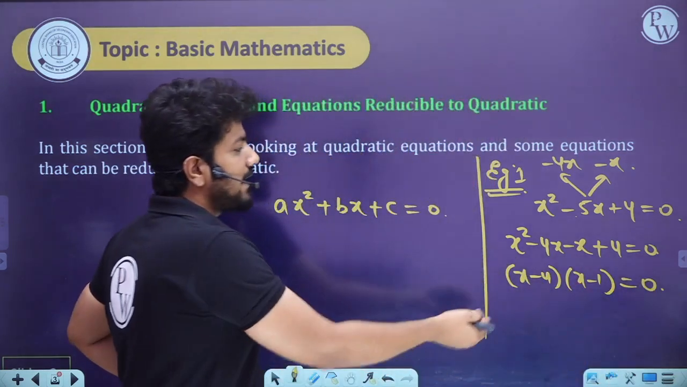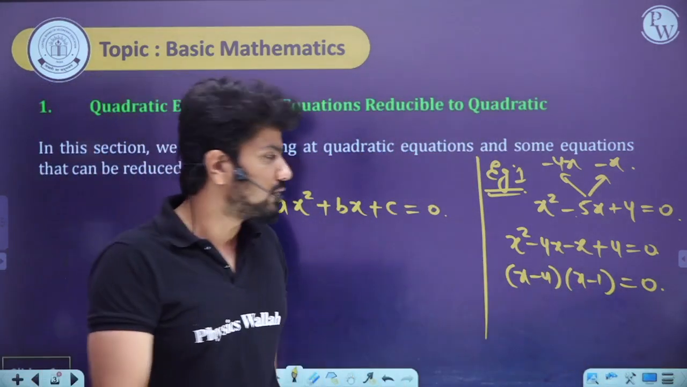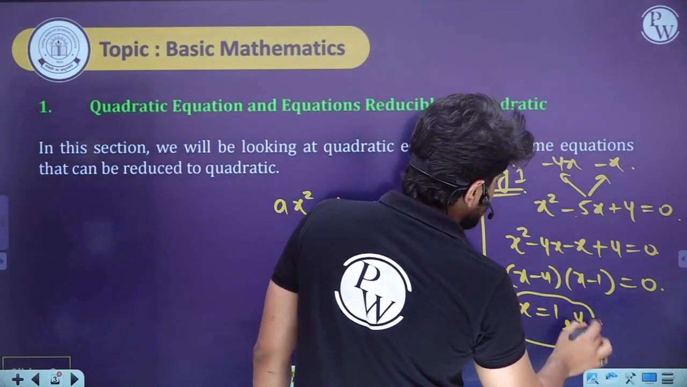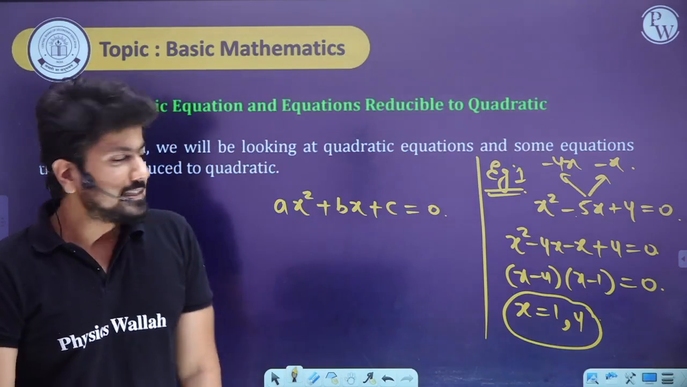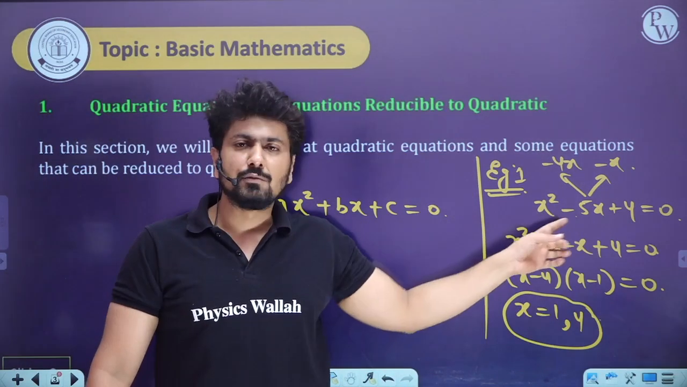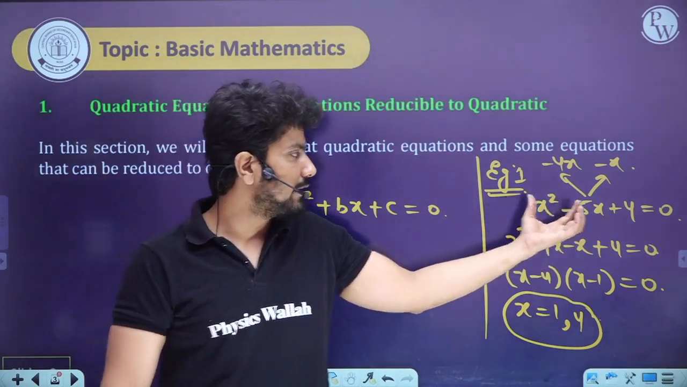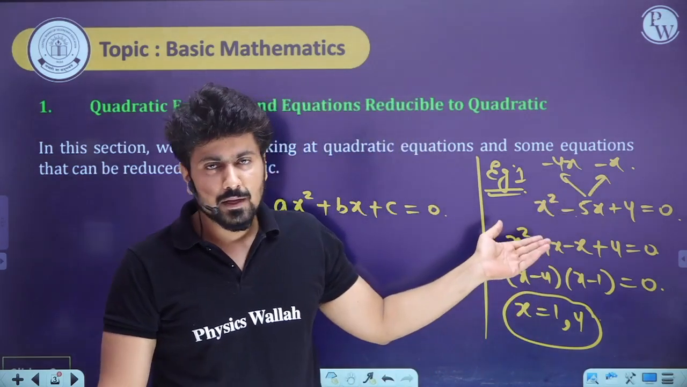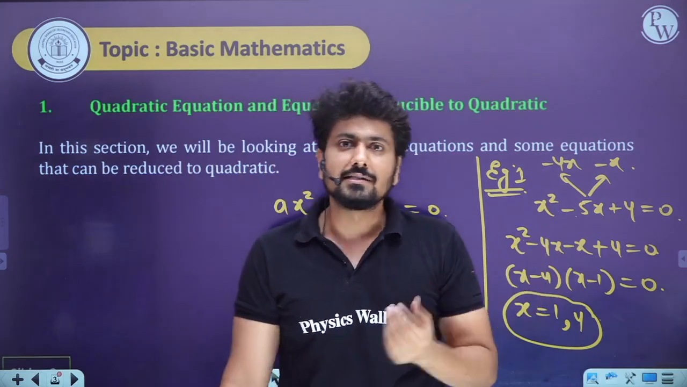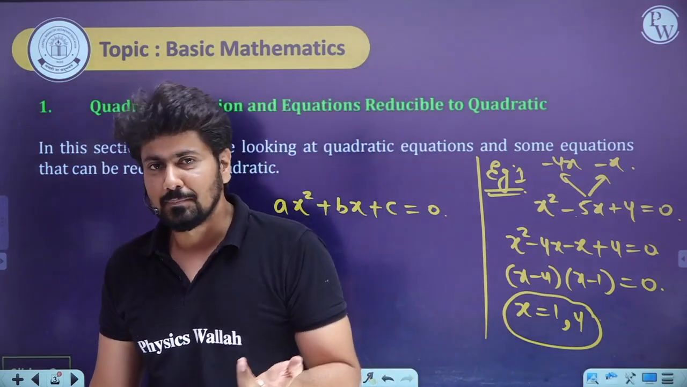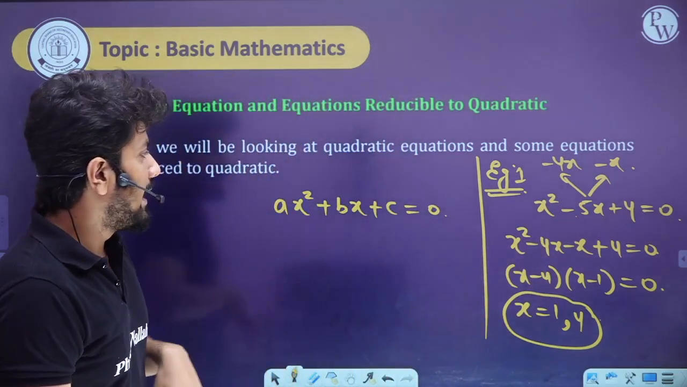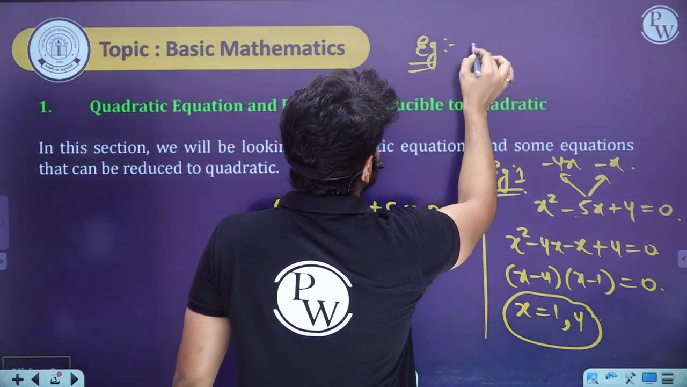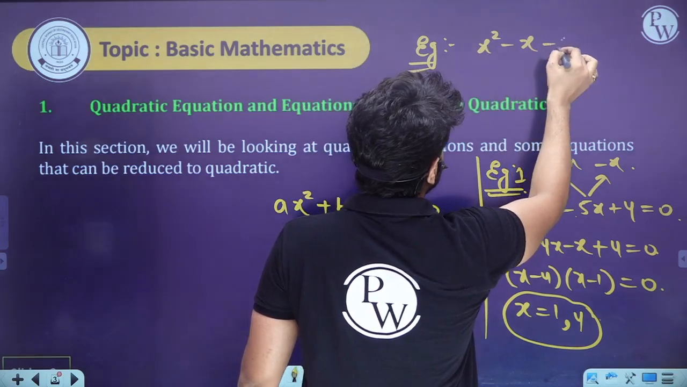So the values of x which satisfy this equation are 1 and 4. You know, x is equal to 1 and x is equal to 4 satisfy this equation. Basically, if I put x as 1 in this equation, the left hand side will also become 0. You can check that out. And if I put x as 4, the left hand side again becomes 0.